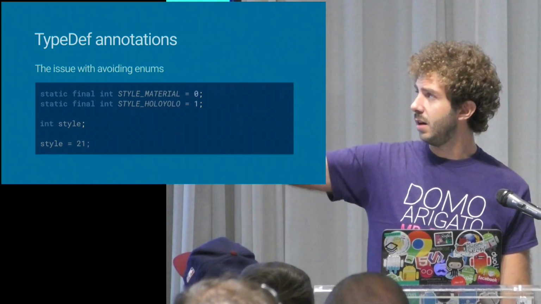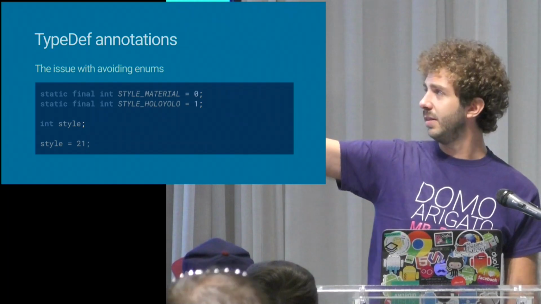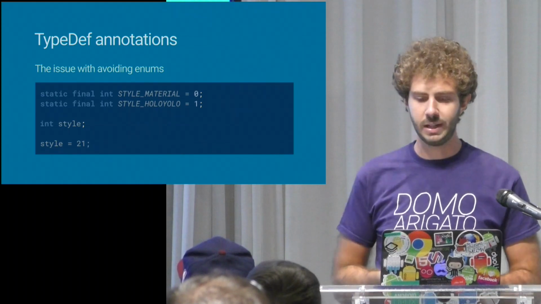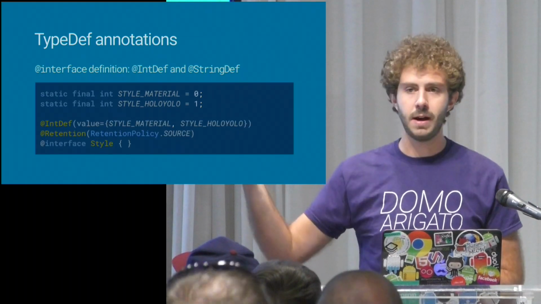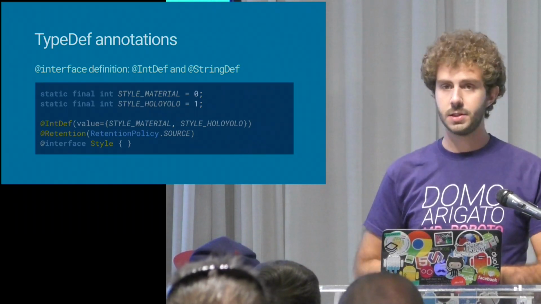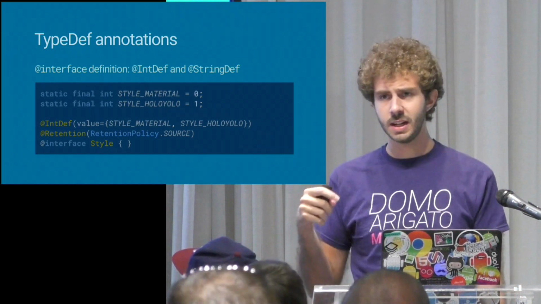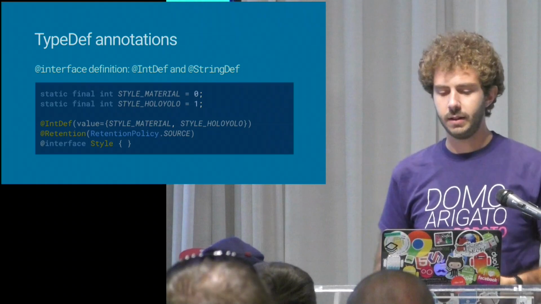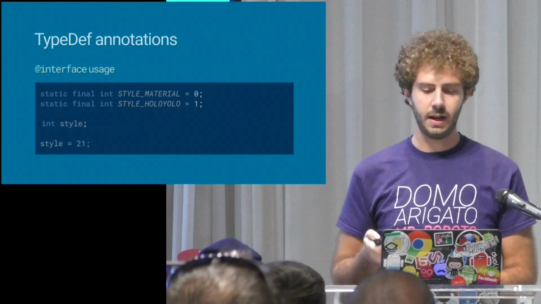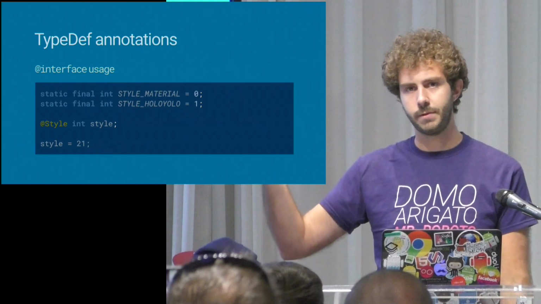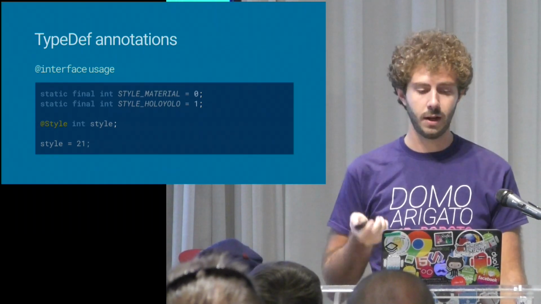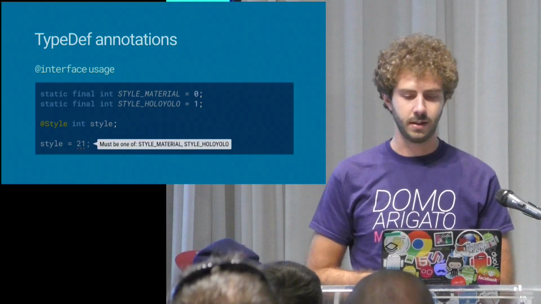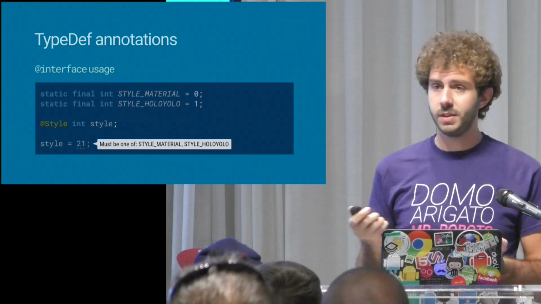But the problem is, you see here, style, I'm expecting to get one of those 2. But I can actually assign anything to it, and no one is going to stop me, because this is not an enum, this is a normal int. So what I can do is define an annotation that I can call style in this case, and I can say these are the values that this annotation can take. And this way, when I go back to my code and I annotate my variable or field with the annotation that I just defined, the IDE will complain that I'm passing something that it's not expecting. So this is quite useful.